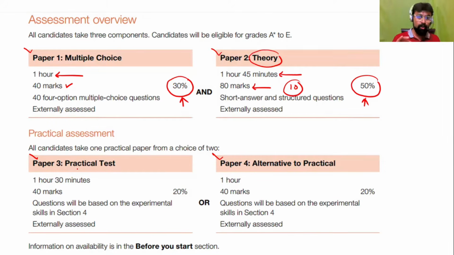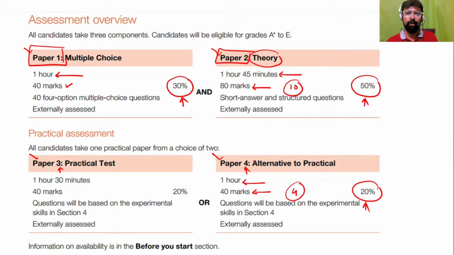In paper 3 and paper 4, there is a choice. You can either attempt paper 3 or you can attempt paper 4. But in Pakistan, normally paper 4 is preferred, and this is called the alternative to the practical. The time for this exam is 1 hour. There are 40 marks, and there are four experimentally based structured questions. If you have experimental skill, then you can easily attempt paper 4. And there is a 20% weightage of the whole exam. So it means that we have to attempt paper 1, paper 2, and paper 4.